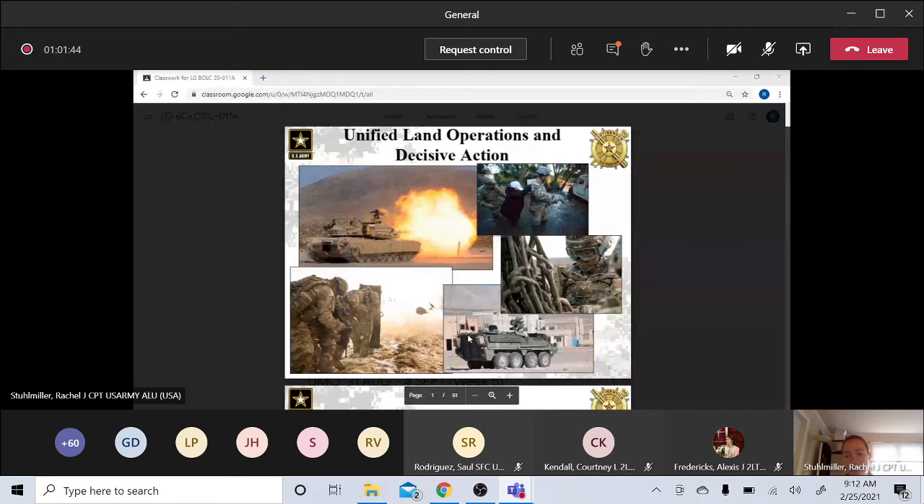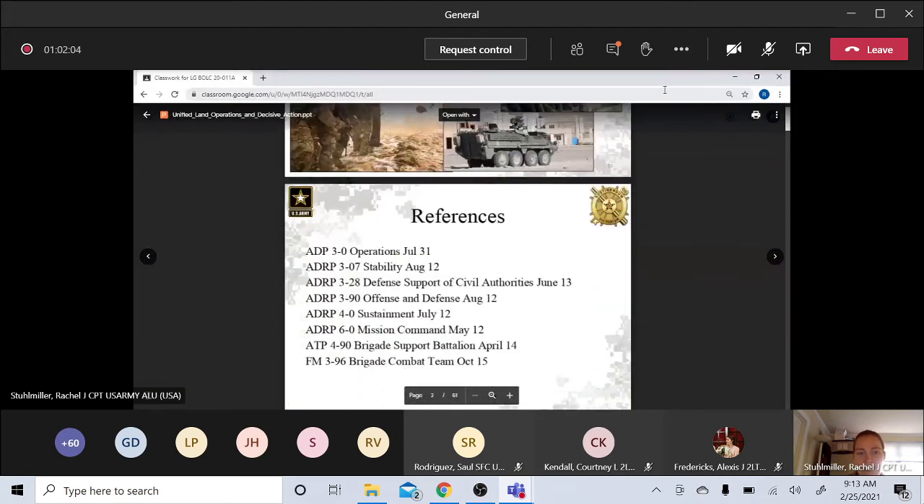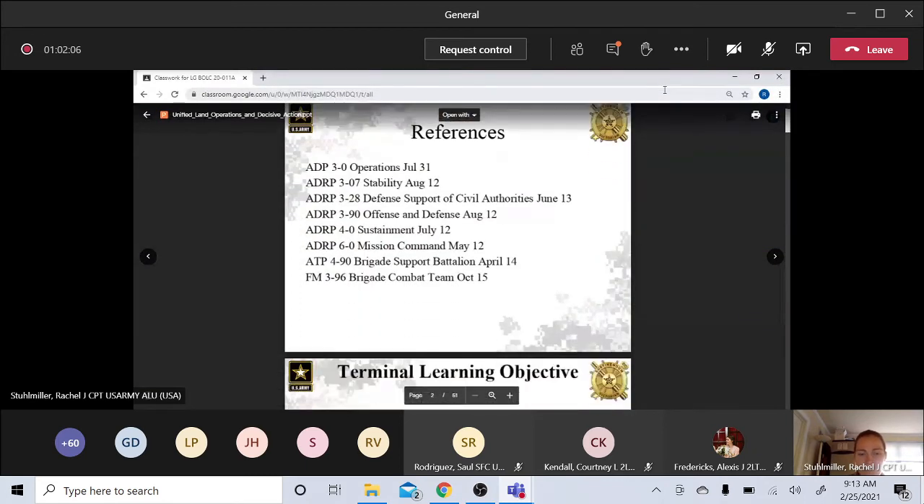And while I will say a lot of what we do in Bullock does end up being that direct instruction, you're going to hear a lot because we're giving you a lot of information. As much as you can, if you have those experiences, we really do think that it's great to hear about the different experiences that everyone has. So with that, let's get started on our unified land operations and decisive action.